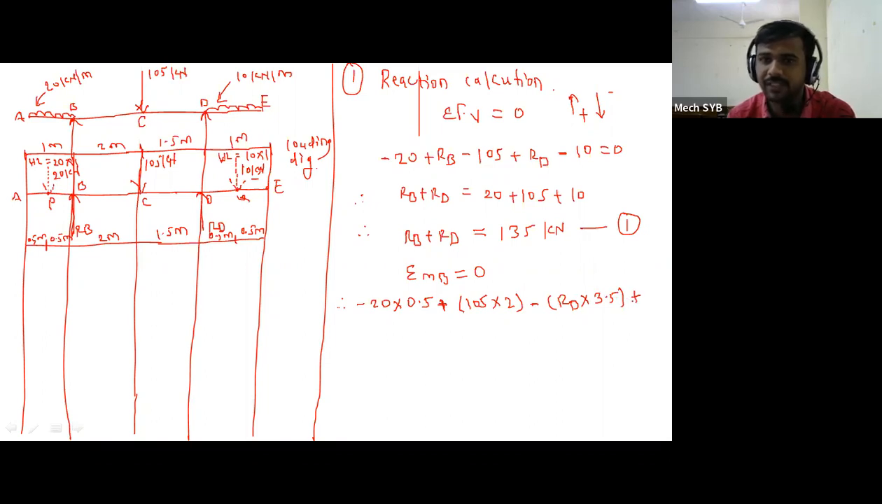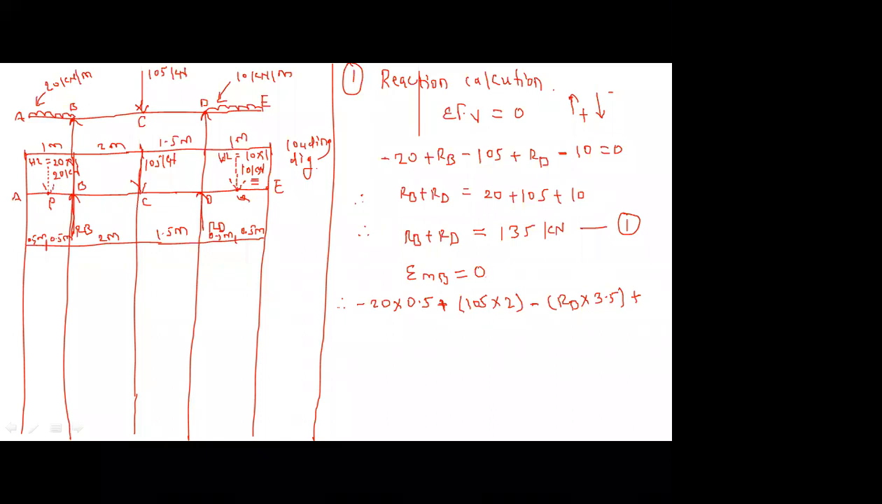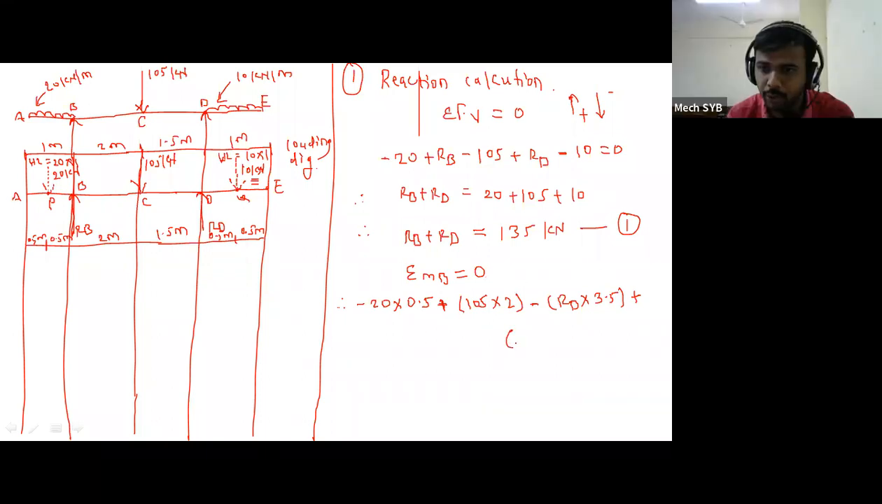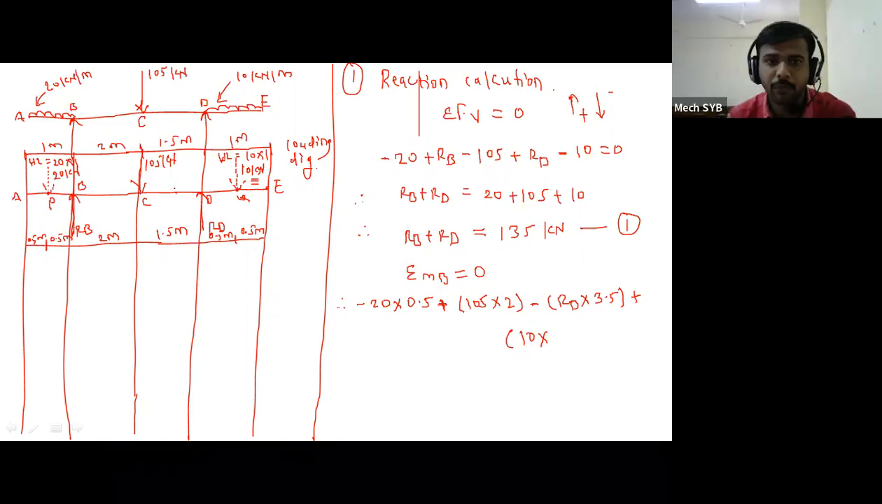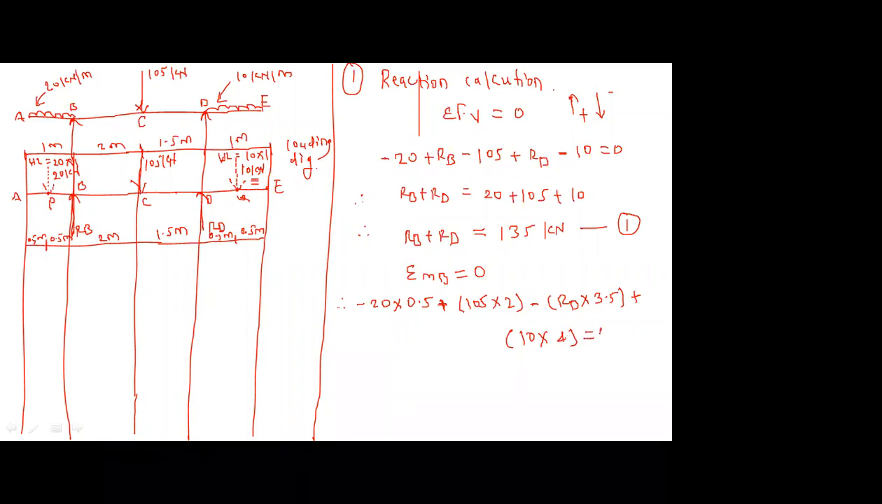And plus, now the second UDL we have converted into a point load and its value is 10 kilonewton. Now I have to resolve this 10 kilonewton towards point B. Is it rotating clockwise or anti-clockwise? Clockwise. So I will write first the magnitude, 10, plus 10 into the distance between B and Q. Measure it: 2 meter plus 1.5 meter and the remaining 0.5 meter, so the total is 4, is equal to 0.